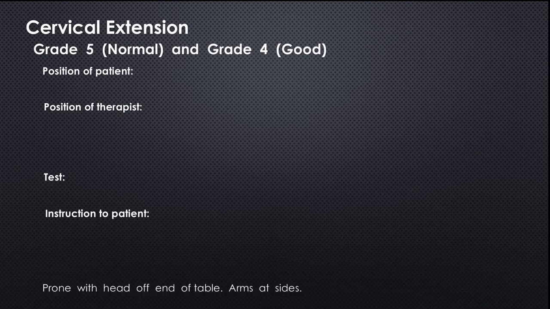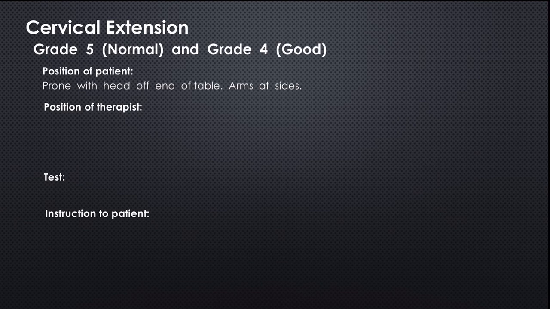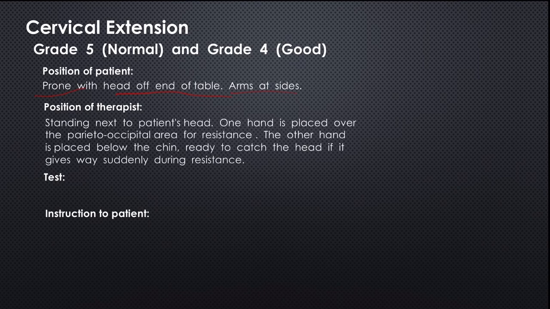For extension, prone. This time the patient is in prone position, head off end of the table, arms at the side. Just imagine, I'll have a picture here later on. Position of the therapist: standing next to the patient's head, one hand placed over the parieto-occipital area for resistance, at the back of the head. The other hand is placed below the chin, ready to catch the head if it gives way suddenly during resistance. So again, safety of the patient, by readying this hand to catch the head. Test: the patient extends the neck without tilting the chin.